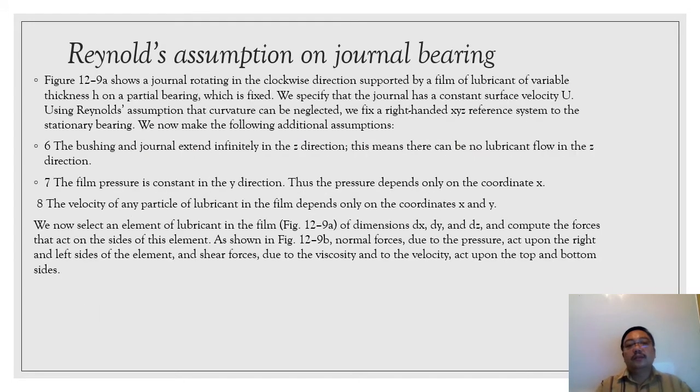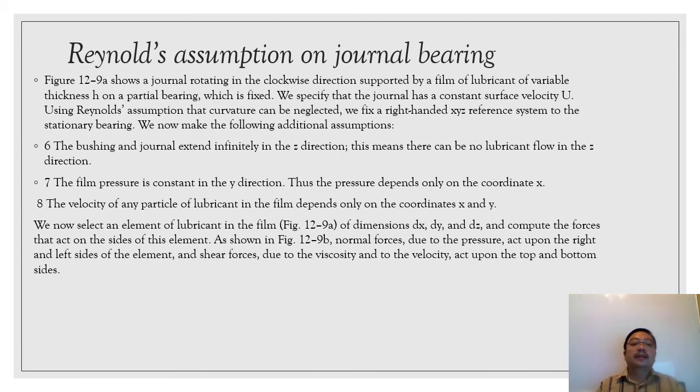Okay, so Reynolds assumptions on a journal bearing. Number 6, bushing and journal extended infinitely in the z direction. This means there is no lubricant flow in the z direction. Meaning that number 6, it assumes this journal is infinite to the left, infinite to the right. Okay, no lubricant flow, meaning that lubricant doesn't go out to the left, doesn't go out to the right.